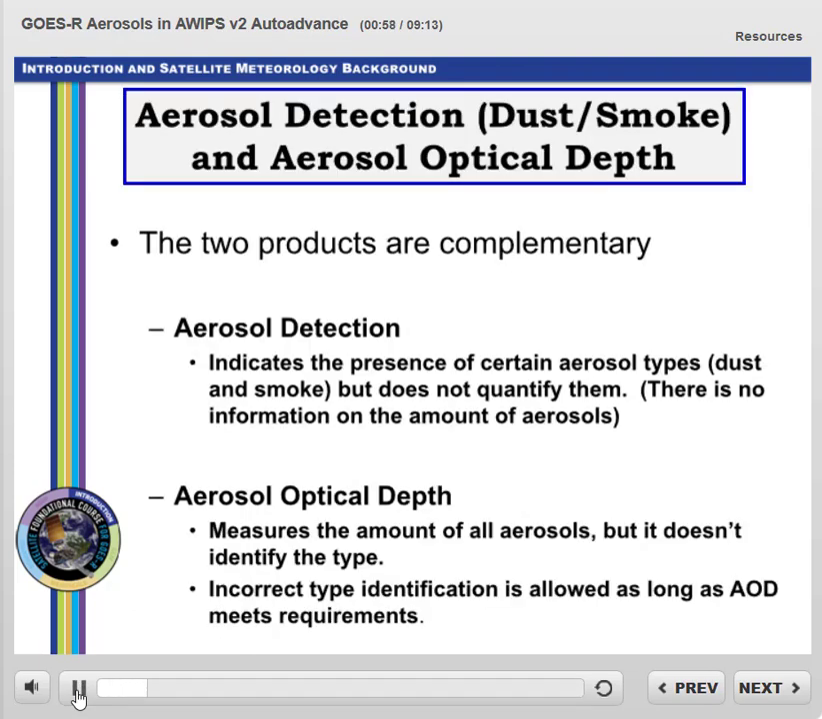The 2 aerosol products complement each other in some ways. Aerosol detection doesn't tell you anything about the amount of aerosols, for example. It simply tells you that certain types, dust or smoke, are present. Aerosol optical depth is a measure of the amount of all aerosols, but it says nothing about the type.